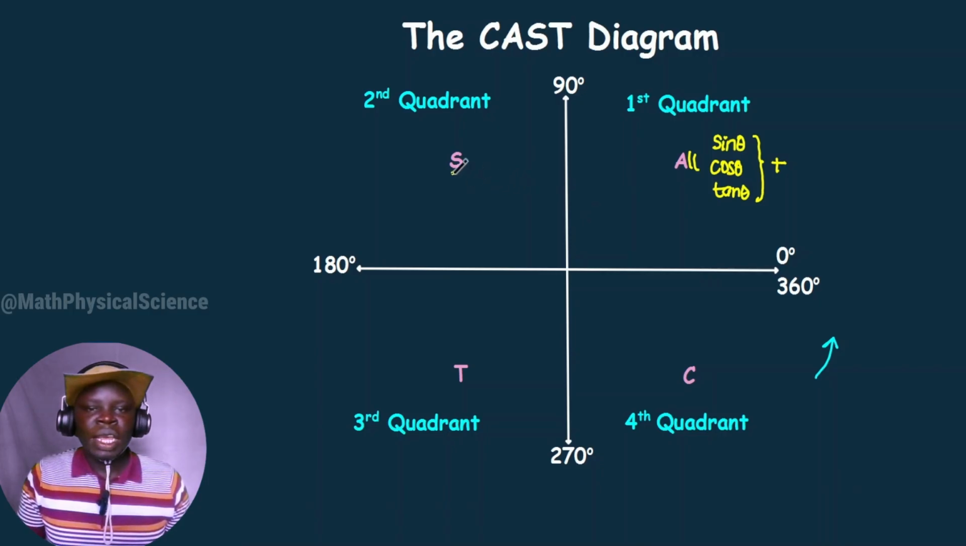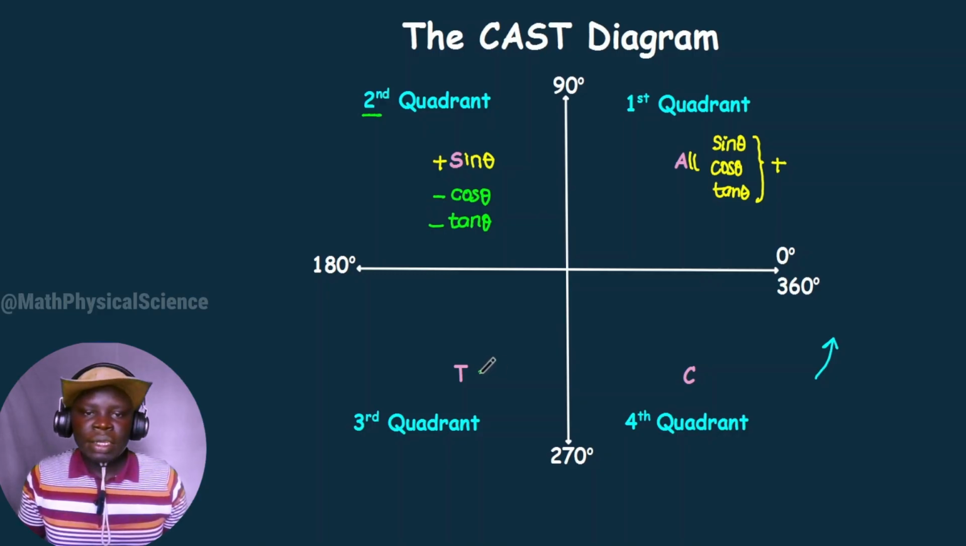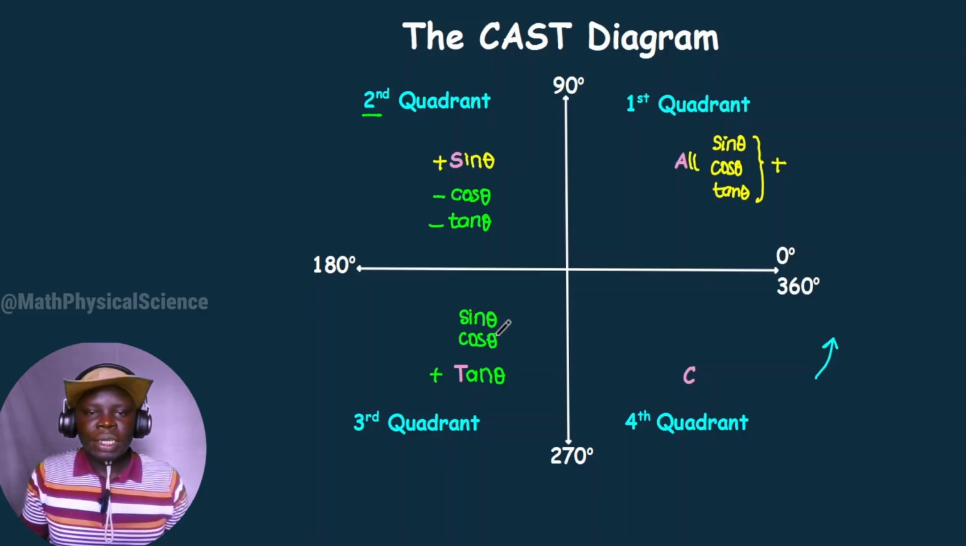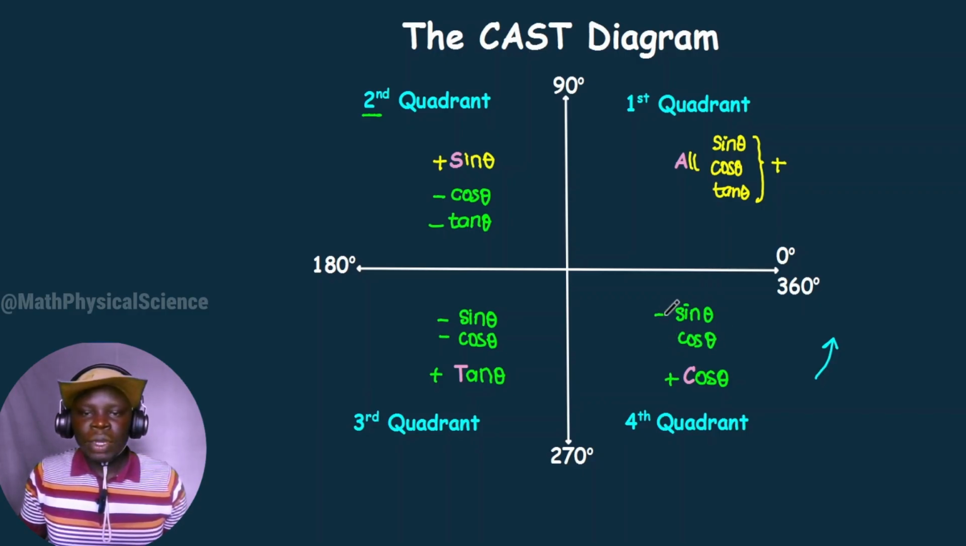So let's move on to the next one. Here, only sine is positive. So sine of any angle theta, in this case, is positive. But cos of the same angle theta and tan of the same angle theta are always negative in the second quadrant. Here, tan of any angle theta in the third quadrant is always positive. But sine of the same angle theta and cos of the same angle theta are always negative in the third quadrant. So lastly, we have cos as positive, and sine theta and tan theta are always negative in the fourth quadrant.